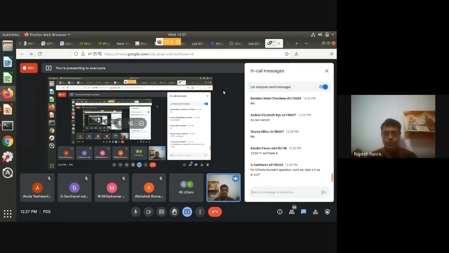Only the operands are going to get pushed. Only the numbers are going to get pushed. No operators are going to get pushed, because as soon as an operator comes, we are going to evaluate it. Right? Saicharan says, for Chotu Kumar's question, can't we take it as 0 minus 1 plus 2?